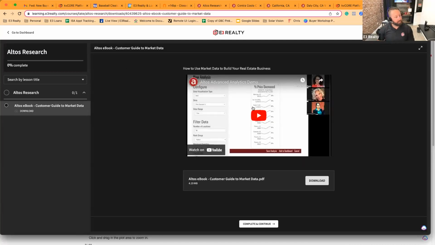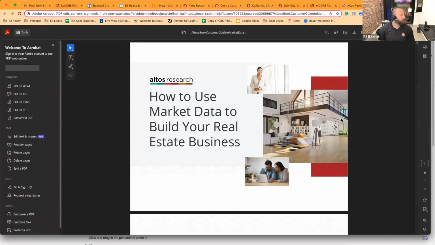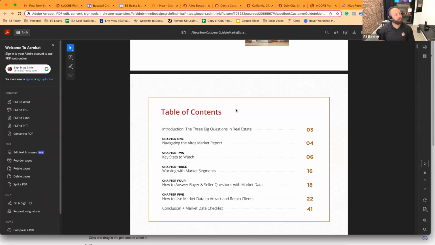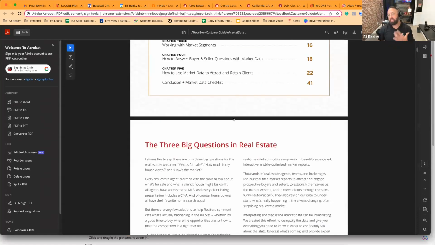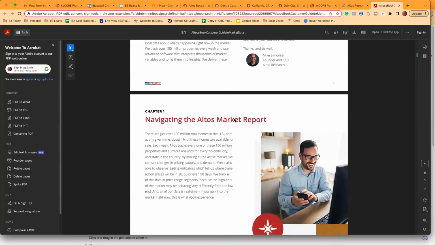Inside here, there's an ebook. I recommend you download this ebook. It's basically about what the market data really means and how to use it. Like, I get data, but how do I use this in a conversation? This kind of breaks everything down for you.